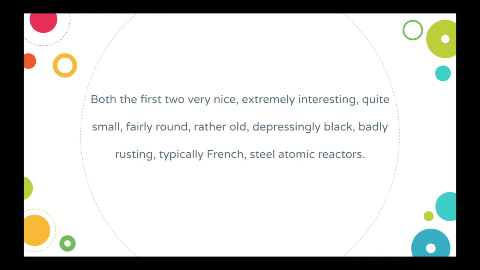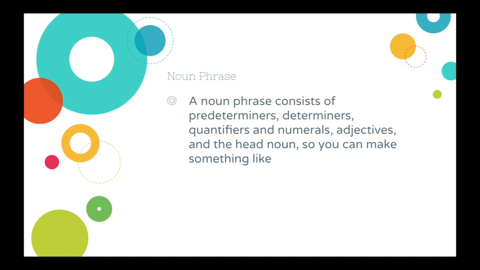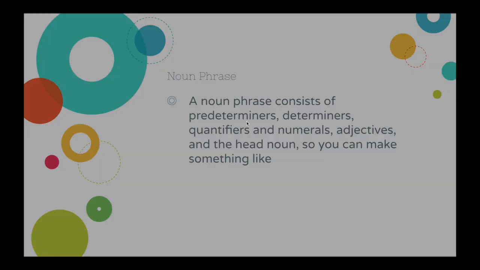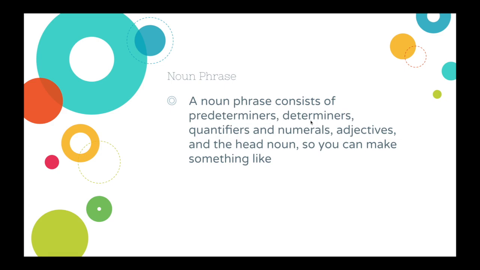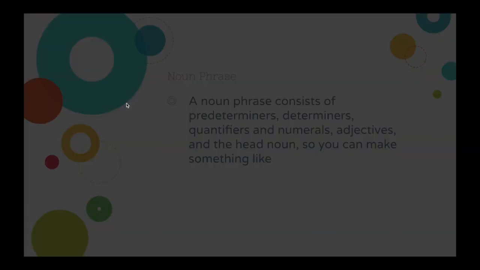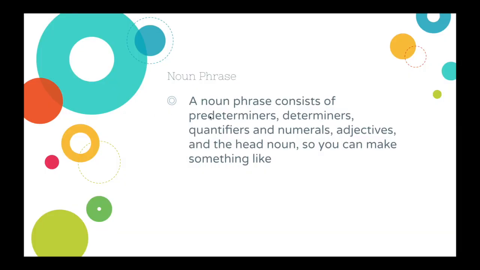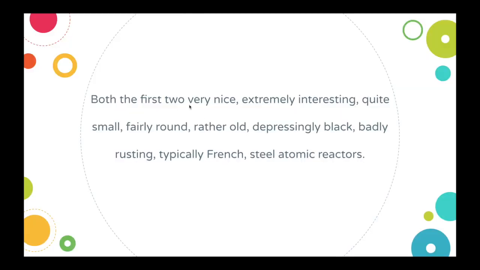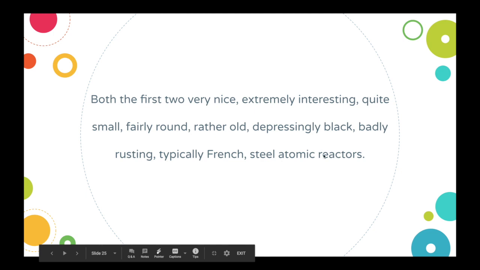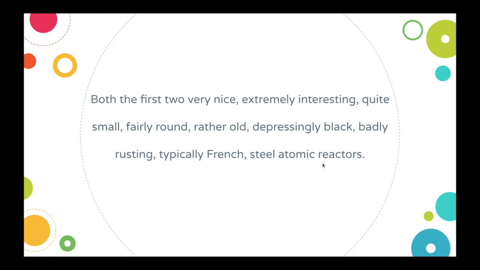Okay, so yeah, this has everything that we talked about before. A predeterminer, which is both. Okay, determiner, the. Okay, and then we also got quantifiers, first, and then numerals, two, and then the rest adjectives. We got adverb, adjective, adverb, adjective, and so on and so forth. Okay, and the head noun is this one, reactors. Even the word atomic is still an adjective here. So yeah, the main noun here is reactors.